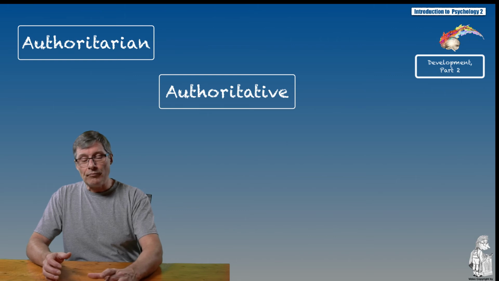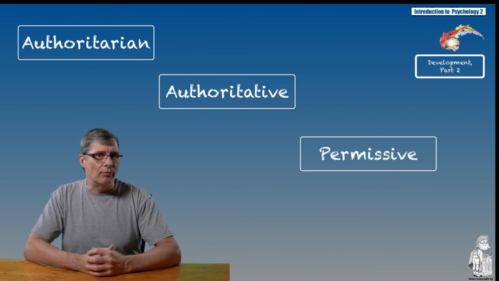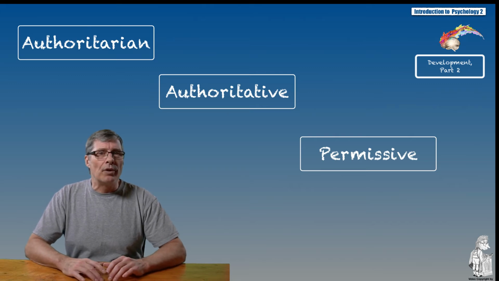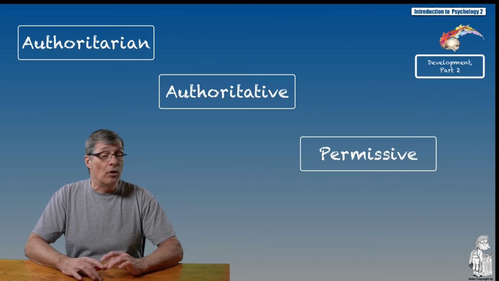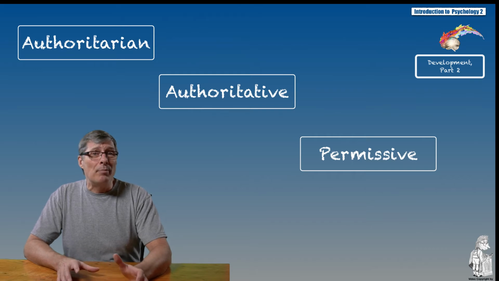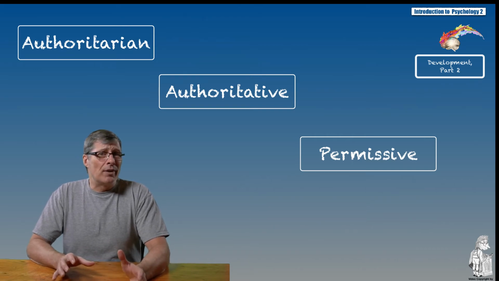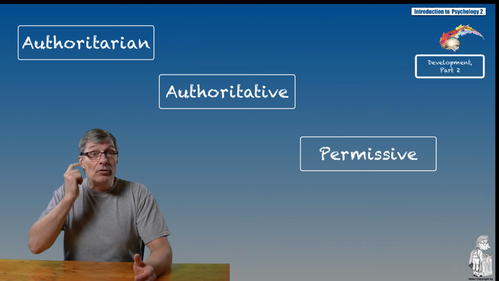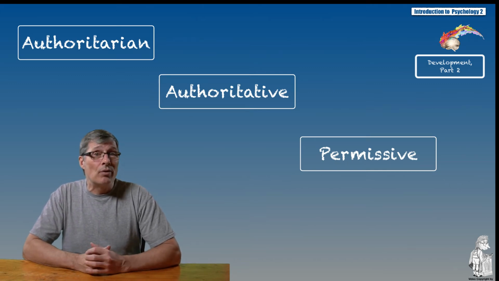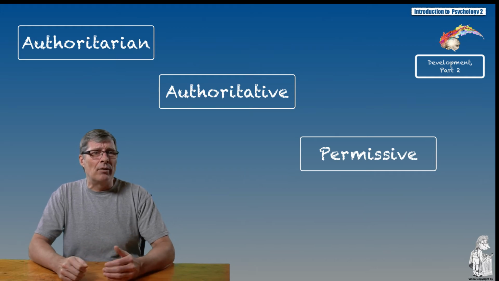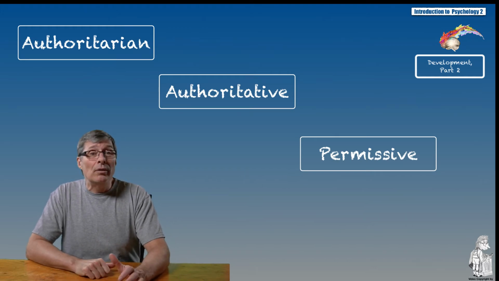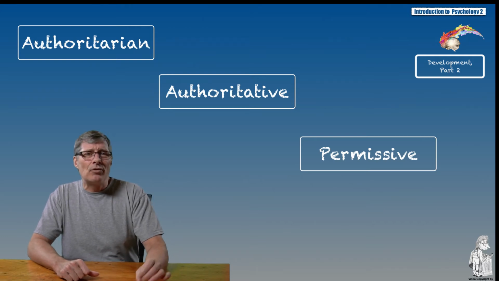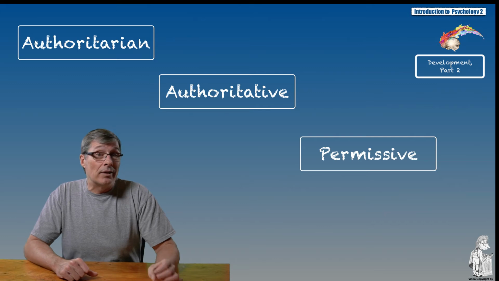And then the last is permissive, where parents, although they are warm and supportive, don't make very many rules or demands, and they usually don't enforce them when they're broken. They allow children to make their own decisions and control their own behavior. Children raised in this manner are mostly immature, impulsive, and dependent. They also seem to be the least self-controlled and the least self-reliant.